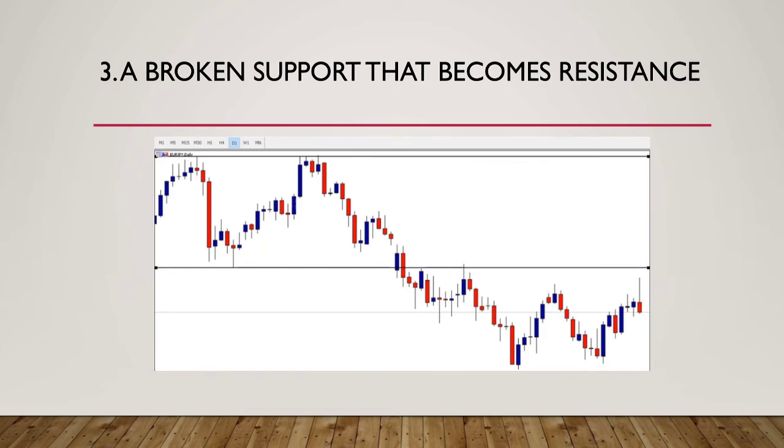Then we have a broken support that becomes resistance. For example, here it has gone in range, probably, and it finally broke through. The support is now resistance. Why is that? Because it broke through and it's going to go back up to retest it. Maybe it's a fake out, maybe it wants to continue back up, and as you can see, it got rejected.